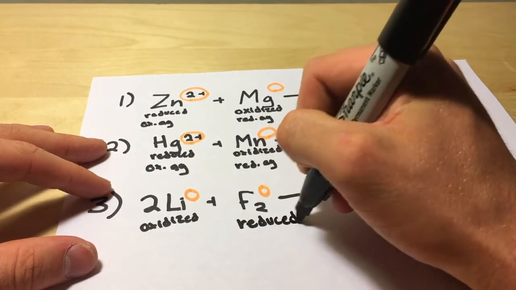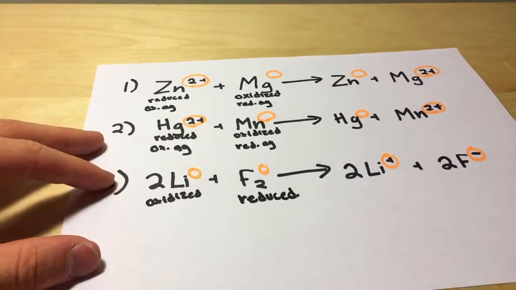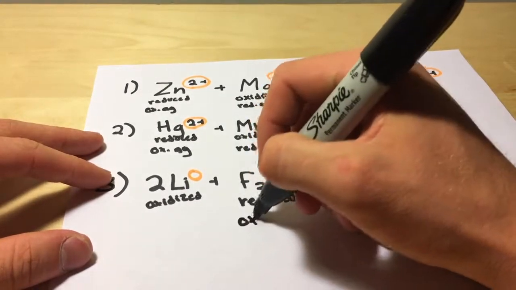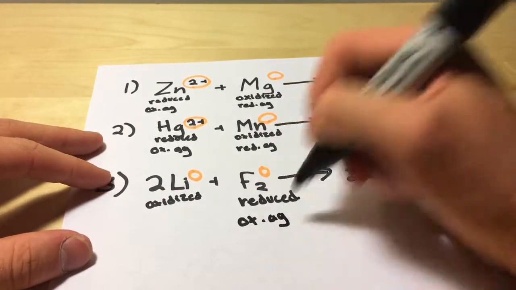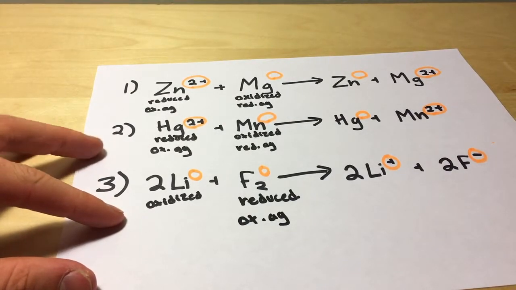And from this, we know that oxidizing agents are reduced. So F is the oxidizing agent. And reducing agents are oxidized.